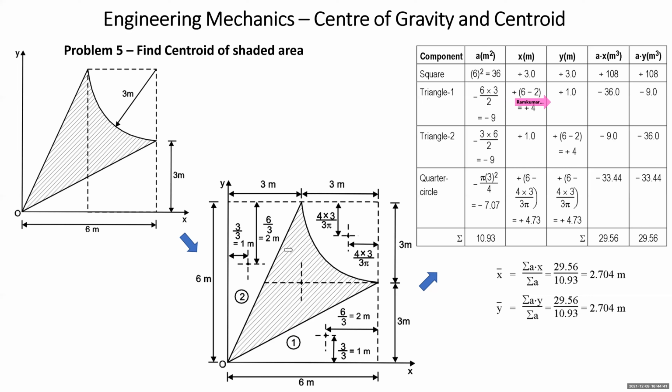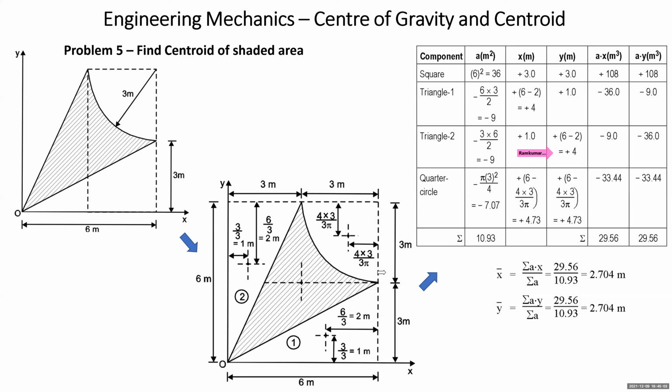Then we come to this triangle. This triangle again is minus. Area is 3 into 6 by 2. The centroid is here. This point is right of the y-axis by 1 meter, so the x coordinate is plus 1. This point is above the x-axis, so the y coordinate is 6 minus 2. This is 2 meter, this is 6 meter. 6 minus 2, 4, plus 4.